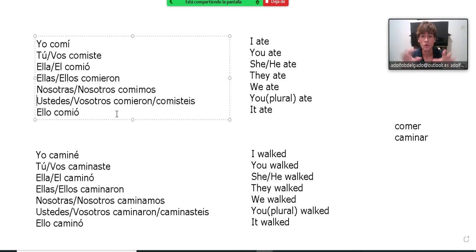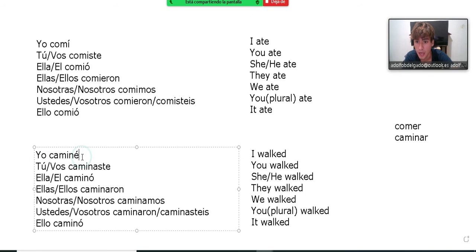In the case of nosotras it is comimos. In the case of ustedes it is comieron. Ustedes comieron, or vosotros comisteis. Vosotros comisteis. Ello comió. Ello comió.